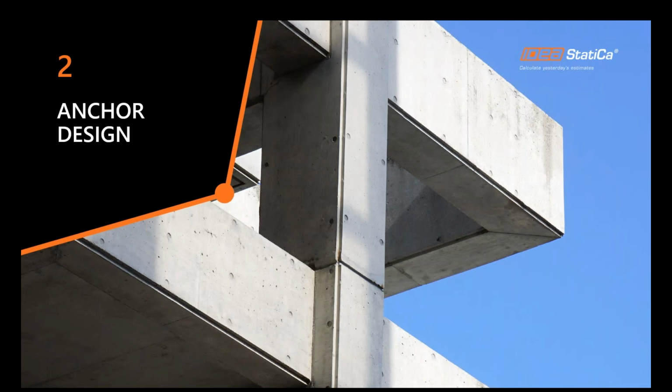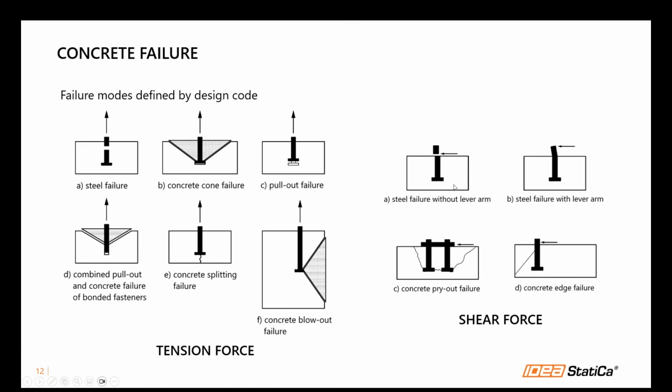Okay, yep. So yeah, thanks, Jan, for the introduction. I will start with the main topic about anchor design. Based on Eurocode and AISC as well, for checking anchoring, the engineer must make sure that this failure doesn't happen. This failure is divided into 2 parts, which is the tension part and the shear force part.